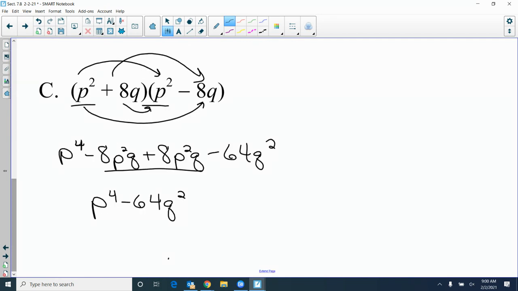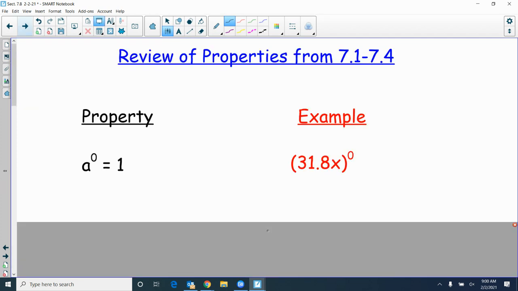These are all the rules from 7.1 to 7.4. We just want to hit them briefly. These are the ones where on that exponent review sheet, some of you, it's not clicking all the way on some of them. I want to make sure I hit them again. Anything to the 0 power is 1.